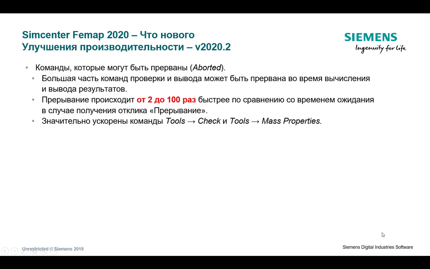Another thing is commands which can be aborted. Many of the checking and listing commands in Femap can be aborted while doing computations or listing results. The reason that some of these commands took a lot longer than they should have was because we were checking for an abort every time through the loop. We just simply check for an abort less during the command. So this can give you anywhere between a 2 to 100 times speed improvement for these commands. And it's only going to take a little bit longer to abort these commands if that's what you choose. And the largest improvements are in the tools check and tools mass properties commands.